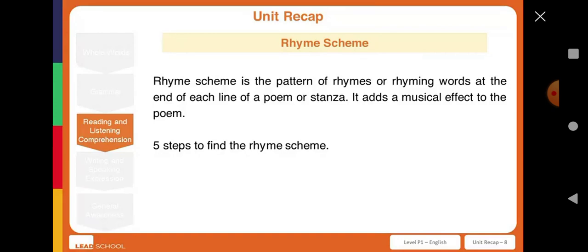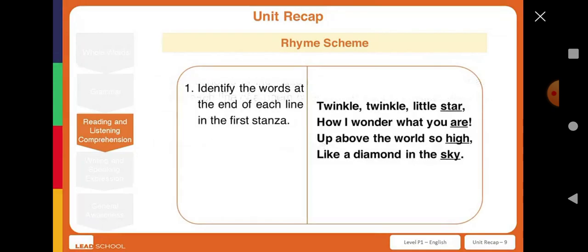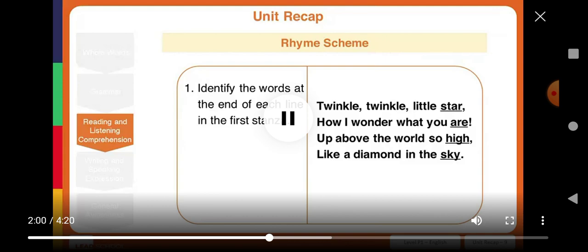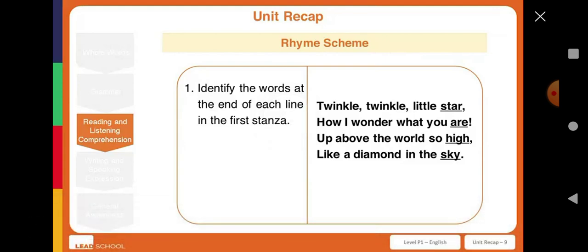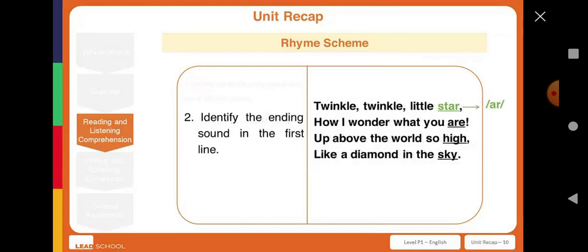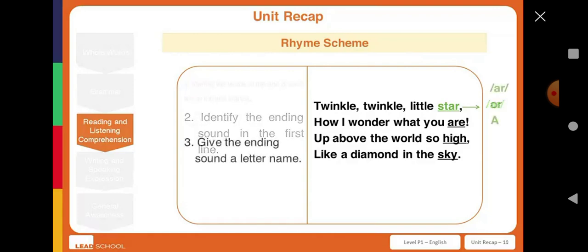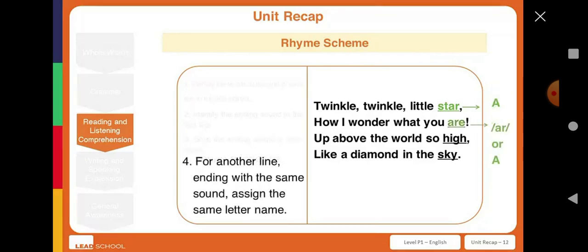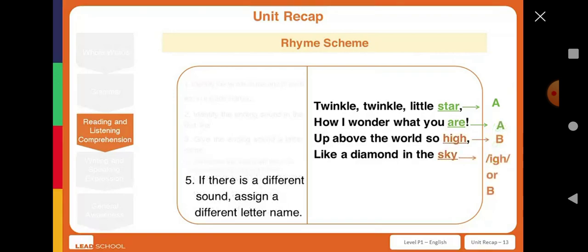There are 5 steps to find the rhyme scheme. Let us look at the 5 steps. First, we identify the words at the end of each line in the first stanza. We then identify the ending sound in the first line. Next, we give the ending sound a letter name. And then, for another line, ending with the same sound, we assign the same letter. Finally, if there is a different sound, we assign a different letter name.